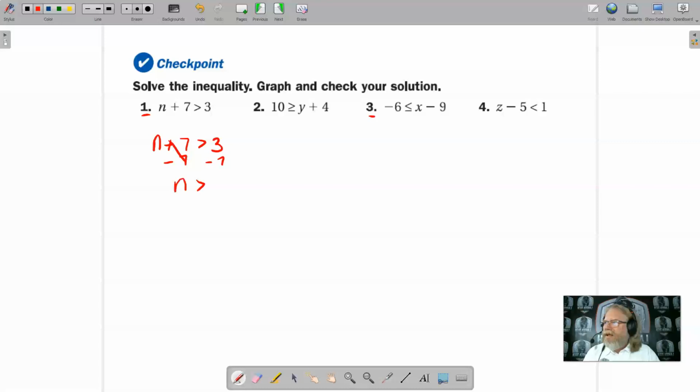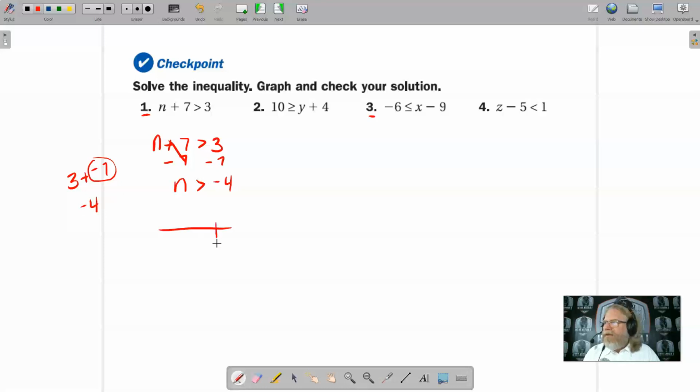The 7s will cancel each other, leaving us with n. And 3 minus 7. This is like 3 plus a negative 7, actually. So the difference between them is 4. 7 minus 3 is 4. And the negative 7 has a greater absolute value, and it's negative, so we're going to make our answer negative as well. So we end up with negative 4.